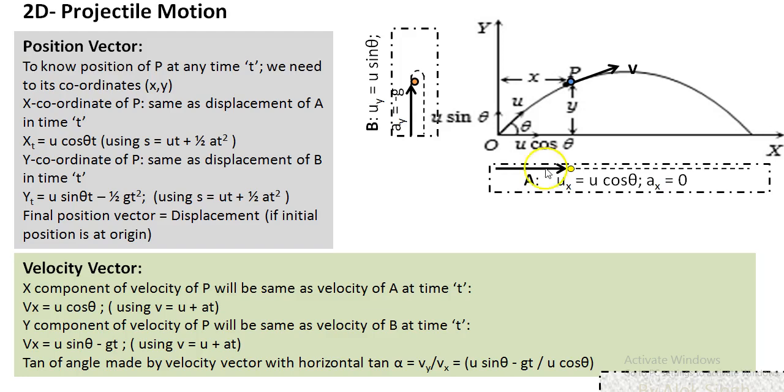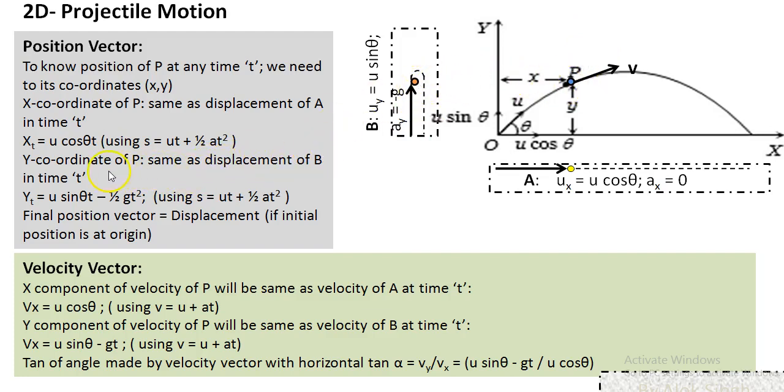How do you find displacement in time t? We find the displacement in time t using the formula s is equal to ut plus 1 by 2 at square. We will apply this formula along x-axis. So along x-axis, u is u cos theta, acceleration is 0. When we substitute this value, we will find the x coordinate at time t will be equal to u cos theta t.